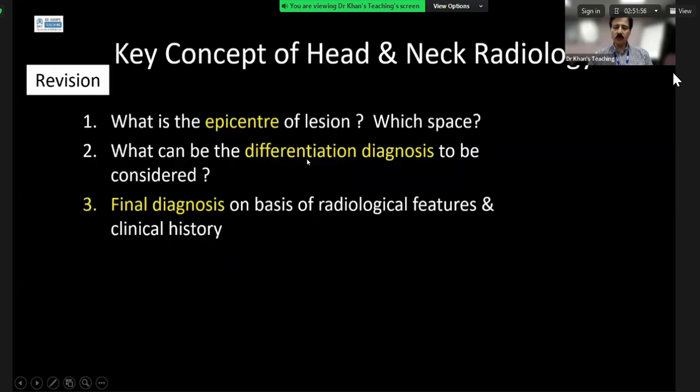So you have to learn the differential diagnosis. And the final diagnosis will be based on radiological features and the clinical history. So these concepts are extremely important, and many times you will be able to actually give one particular diagnosis.